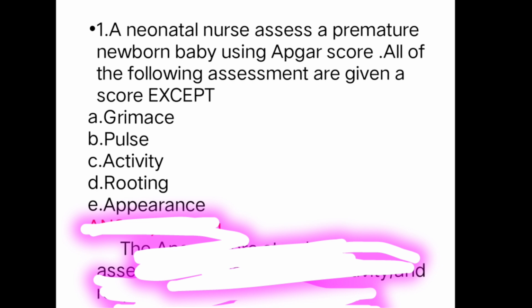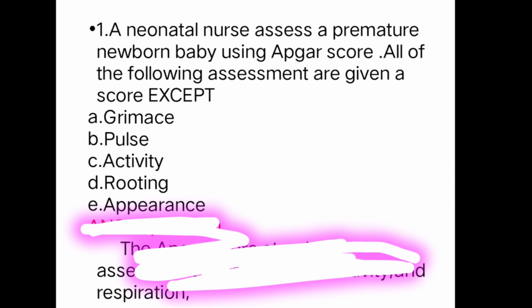So the first question is: a neonatal nurse assesses a premature newborn baby using the Apgar score. All of the following assessments are given a score except. So in the question it is given except. Option A grimace, option B pulse, option C activity, option D routing and option E appearance.